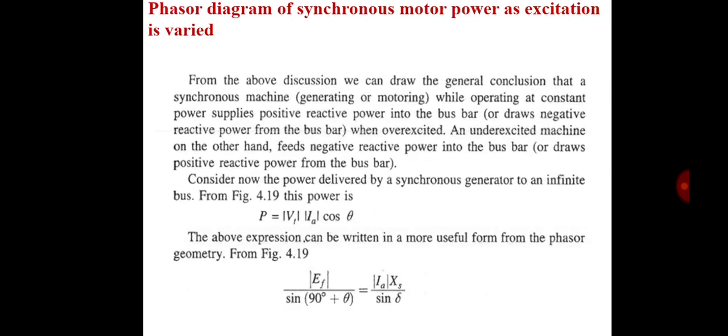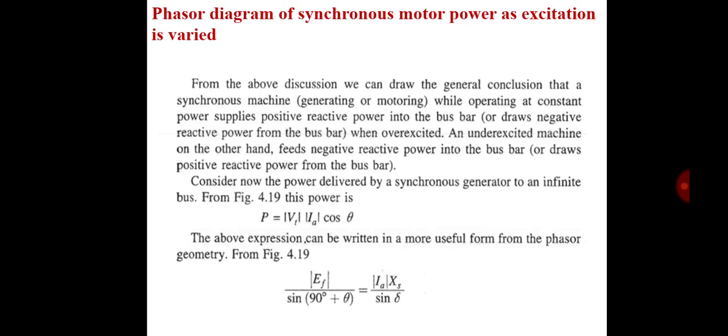From the above discussion, we can draw the general conclusion that the synchronous machine, while operating at constant power, supplies positive reactive power into the bus bar when over excited, and the under excited machine, on the other hand, feeds negative reactive power into the bus bar.